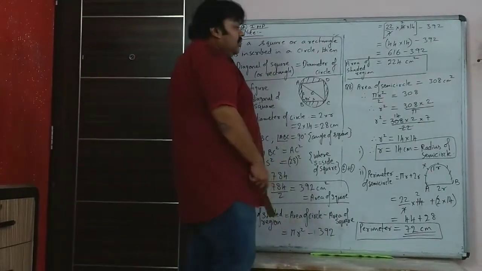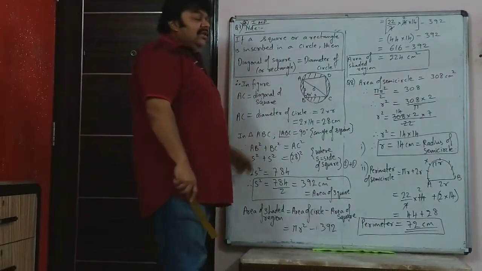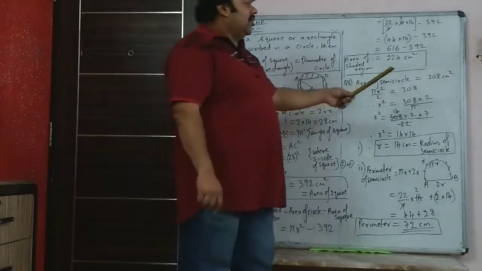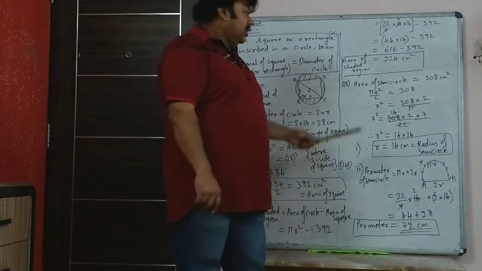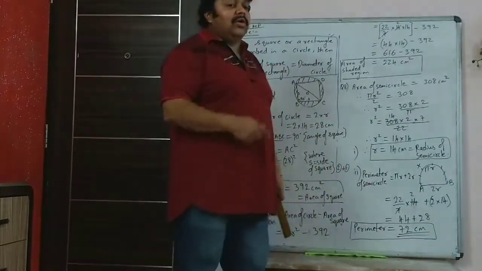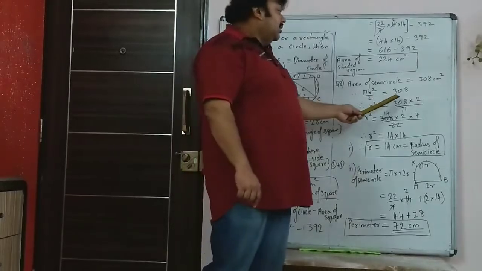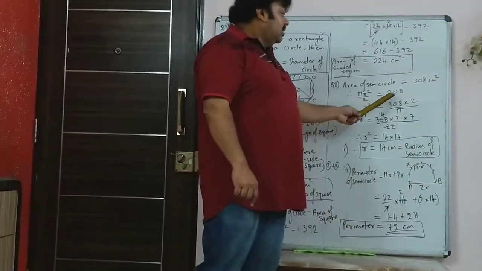Now you have the next sum, which is a direct sum, in which there is nothing tricky. You are given the area of a semicircle. It is 308 centimeters squared. Now area of the semicircle is the full circle's area upon 2. So that is, therefore you get pi r squared upon 2 is 308.